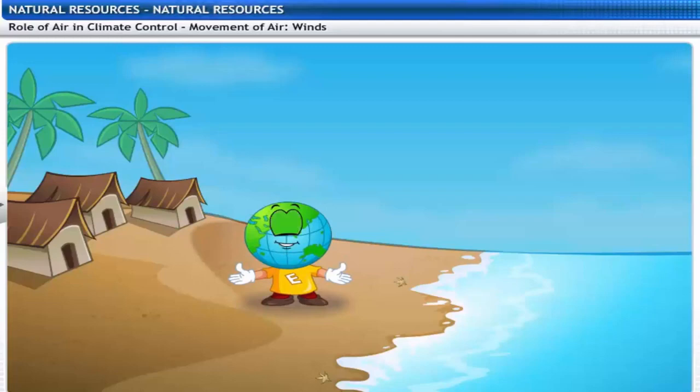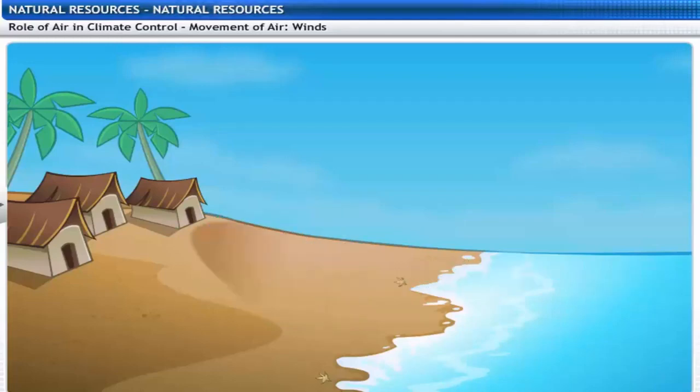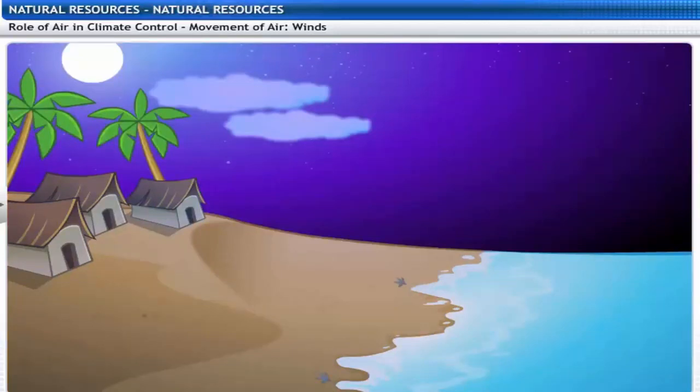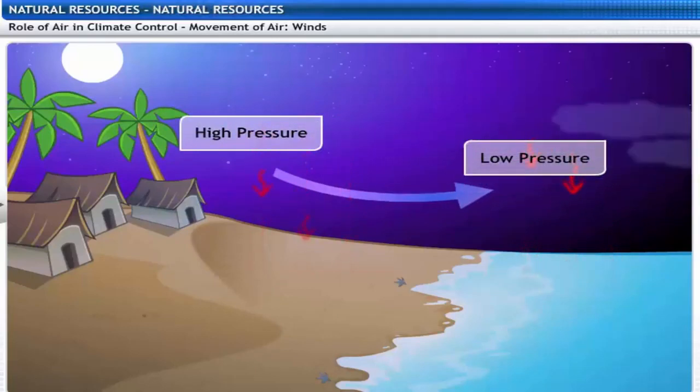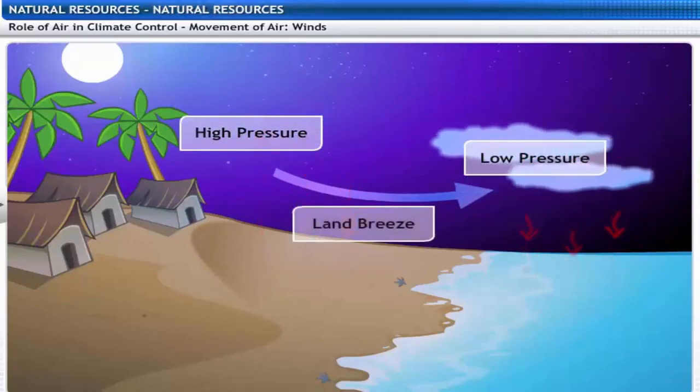But if all this happens in the day, what happens at night? At night, since soil cools faster than water, the air above the land is cooler than the air above the sea. This causes air to move from a high-pressure area over the land to a low-pressure area over the sea, creating a land breeze.